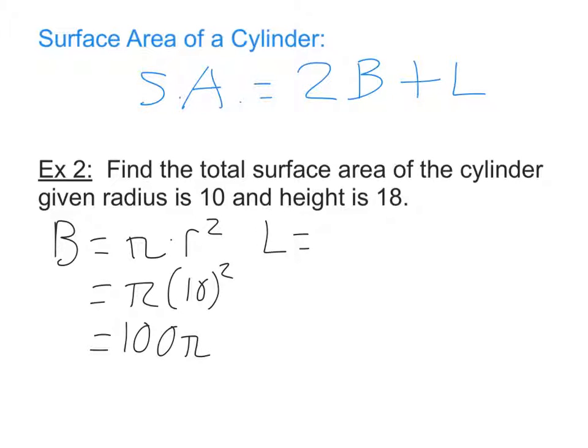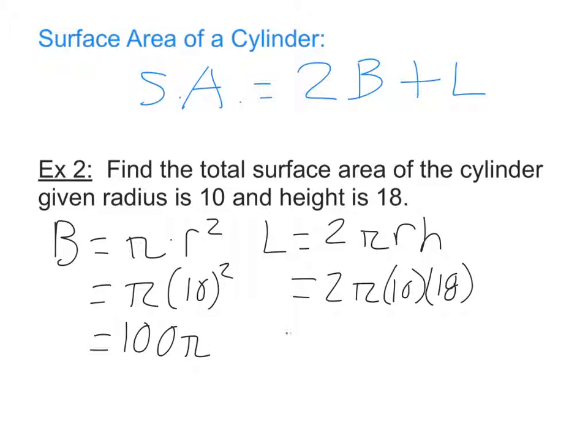Let's move on to our big L. The big L is our lateral surface area. Again, lateral surface area for a cylinder is 2 pi RH. This is the formula that we just used in the previous example. When we plug in our values, again the radius is 10 and our height is 18. 2 times 10 times 18 should come up with 360 pi.